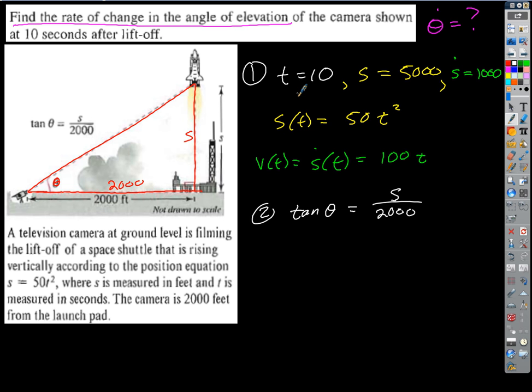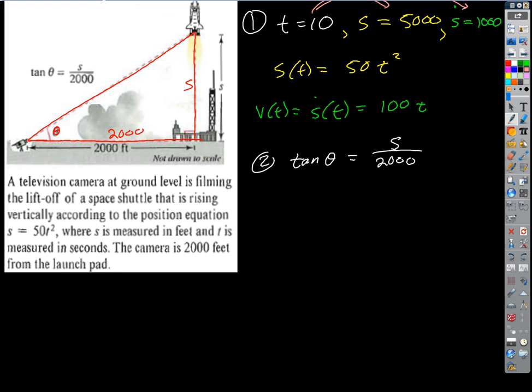So really that t was only significant in that it allowed us to come up with those quantities, right? But now we want to relate the rates of change of theta and the rates of change of s. So we have to differentiate implicitly with respect to t. So what am I going to get on the left side? Secant squared theta, okay? I'm going to get the derivative of tangent, which is secant squared, right? Times the derivative of theta with respect to t, which is theta dot.